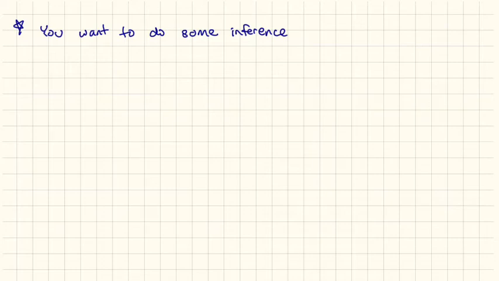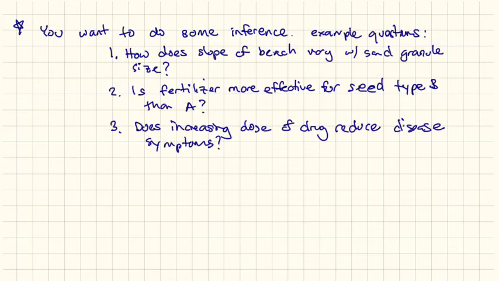So let's say we want to do some inference. Some examples would be answering questions about estimating the slope. It could be that we are interested in the effect of a single covariate. It could be that we are looking at an interaction. Lots of situations. We might want to make a confidence interval or do a hypothesis test. We might also just be trying to describe the relationship between two variables.